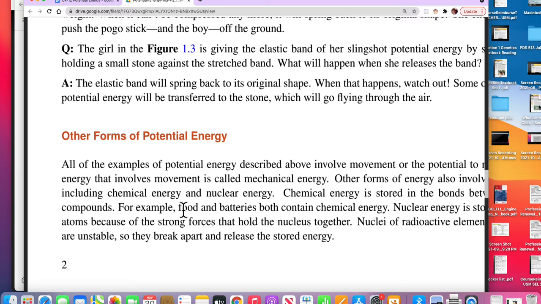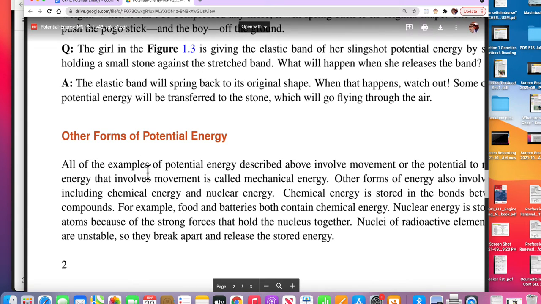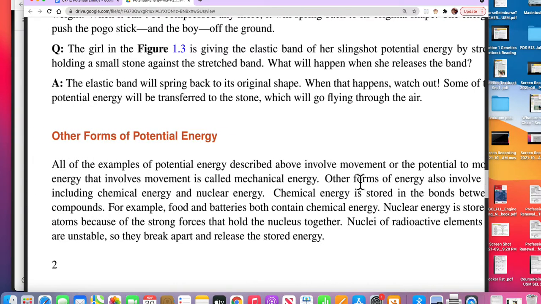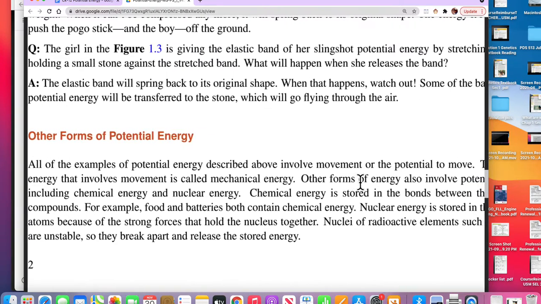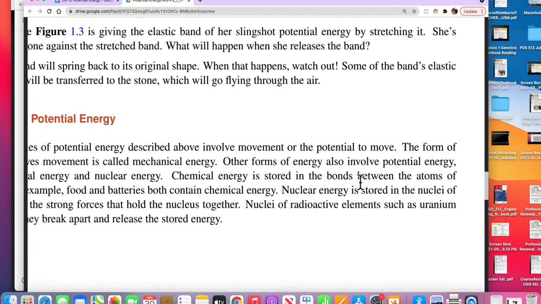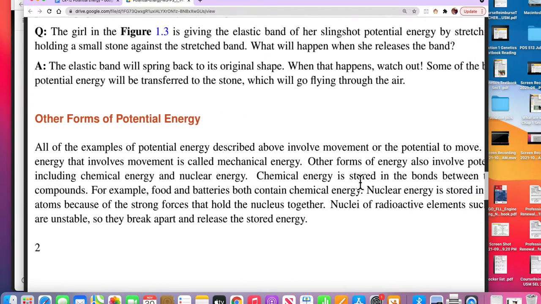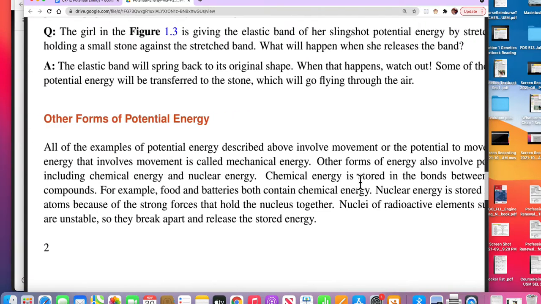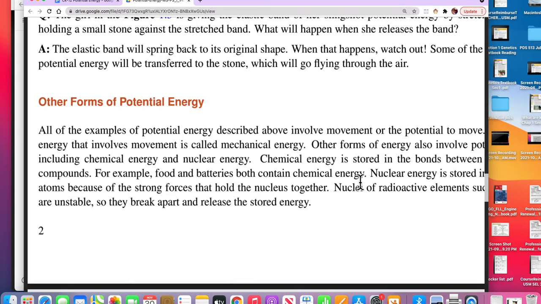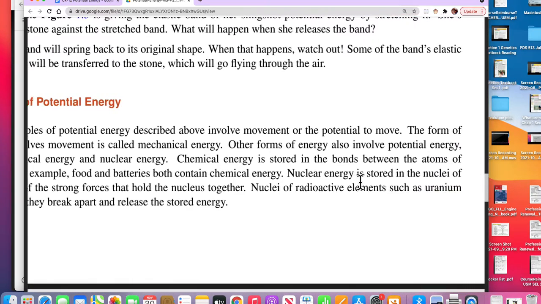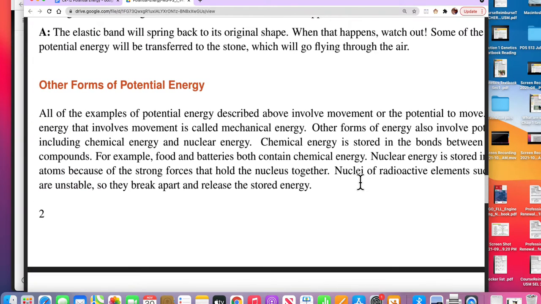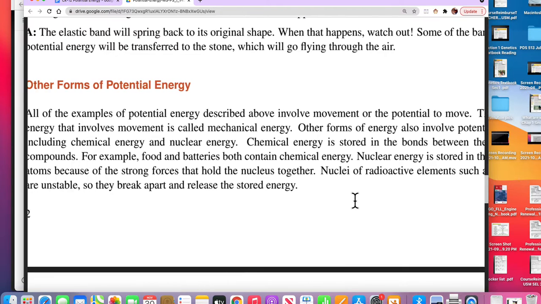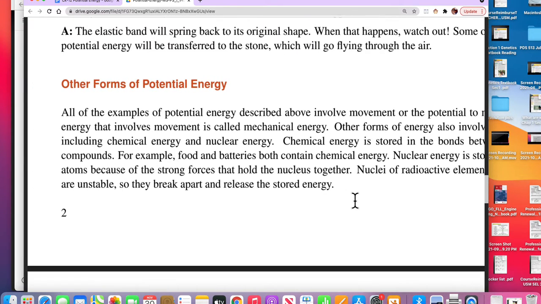Yes. All right. Other forms of potential energy. All of the examples of potential energy described above involve movement or the potential to move. The form of energy that involves movement is called mechanical energy. Other forms of energy also involve potential energy, including chemical energy and nuclear energy. Chemical energy is stored in the bonds between the atoms of compounds. For example, food and batteries both contain chemical energy. Nuclear energy is stored in the nuclei of atoms because of the strong forces that hold the nucleus together. Nuclei of radioactive elements such as uranium are unstable, so they break apart and release the stored energy.